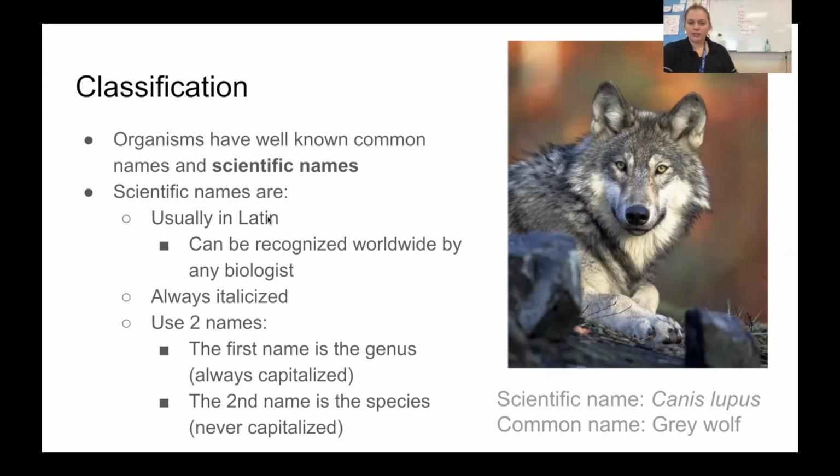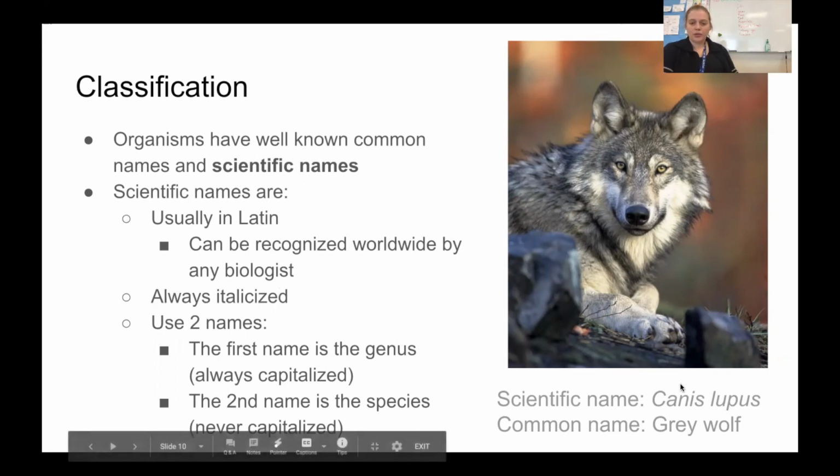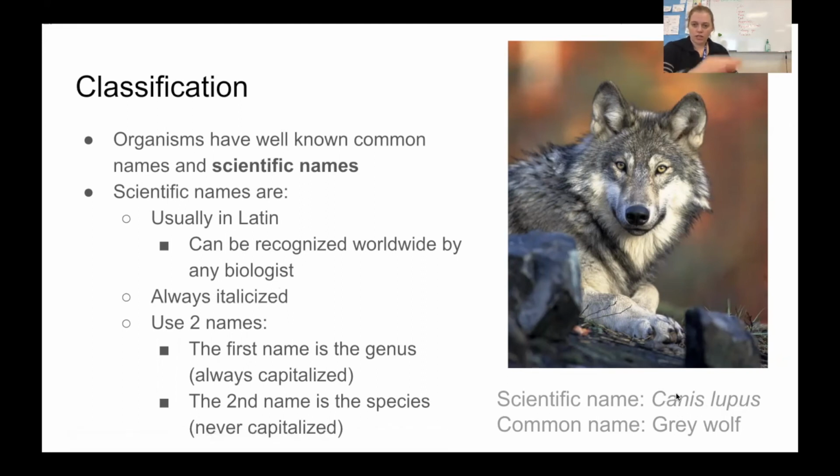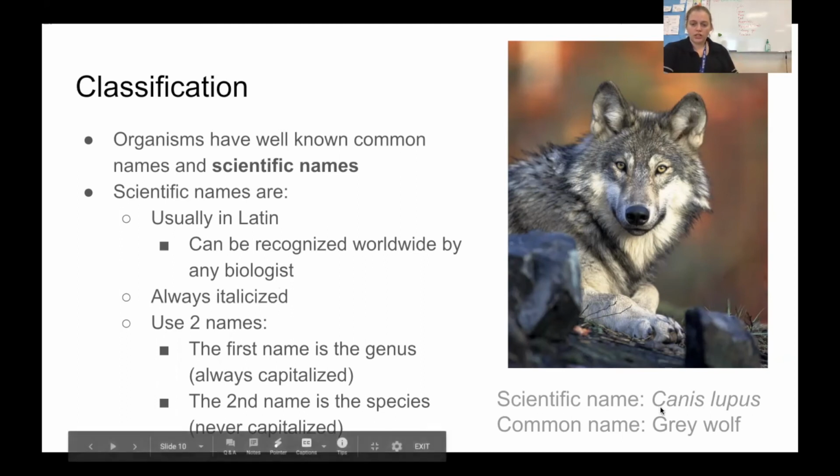These are usually going to be Latin. They're recognized worldwide by the biologists that would be studying them because these names do not change. They are always italicized, and they have 2 names. So you can see here we have 2 names. It's italics, it's in Latin. The first name is the genus, remember from our levels of classification we just saw. So this is the genus, and this is the species of this organism. So Canis is genus, lupus is species for the gray wolf. Notice that the genus is capitalized and the species is never capitalized.